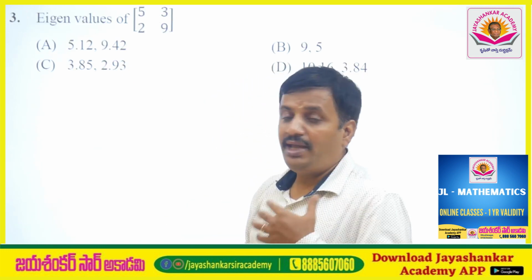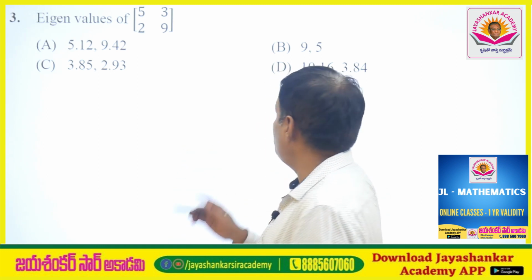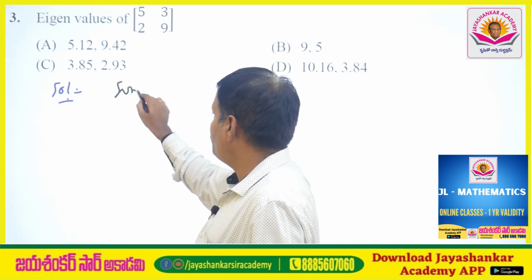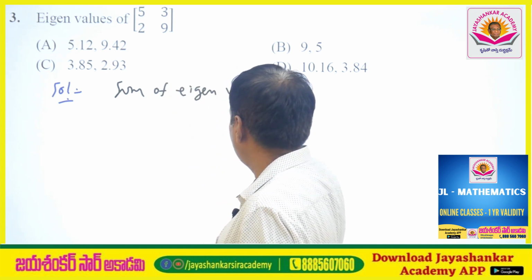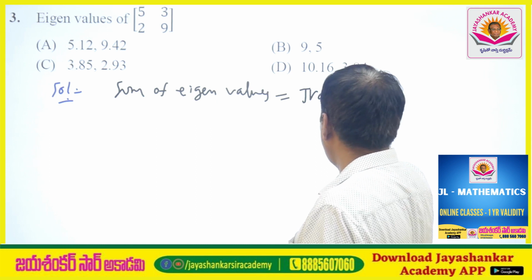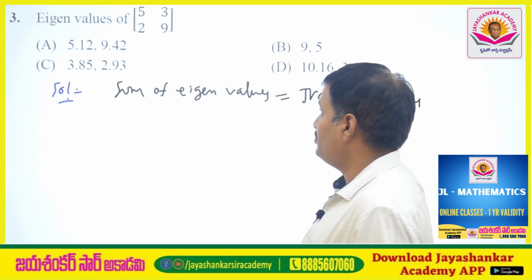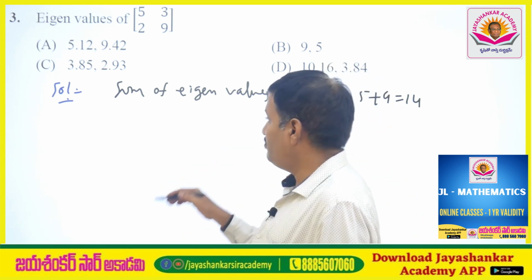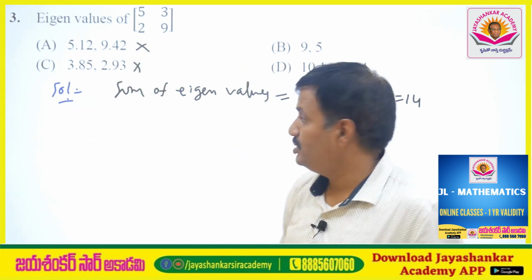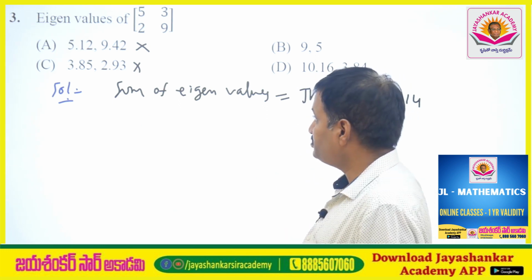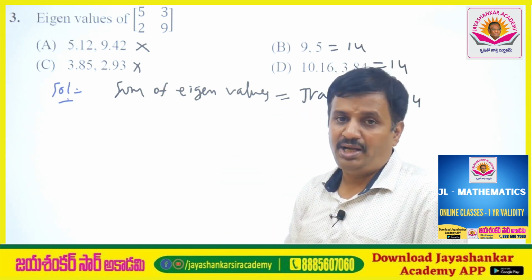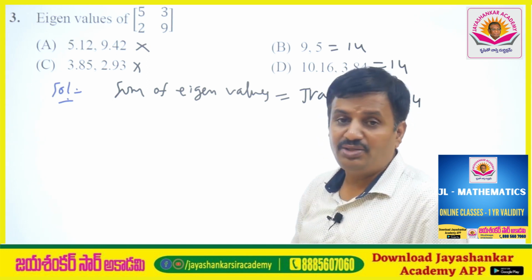Coming to our next question: the eigenvalues of the matrix 5, 3, 2, 9. Using the same property, the sum of eigenvalues is equal to the trace. The trace is 5 plus 9, which is 14. One option crosses 14, so it is wrong. Another is not at all equal. Another is about 6.5. Options B and D both sum to 14, so both are satisfying.